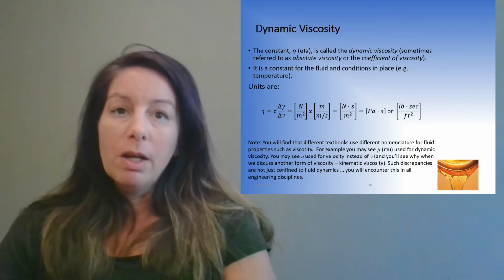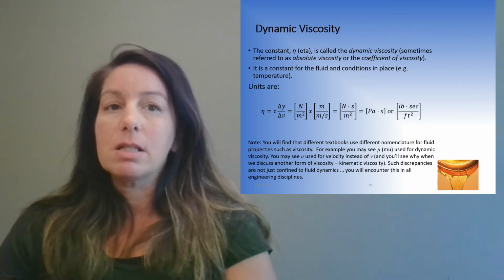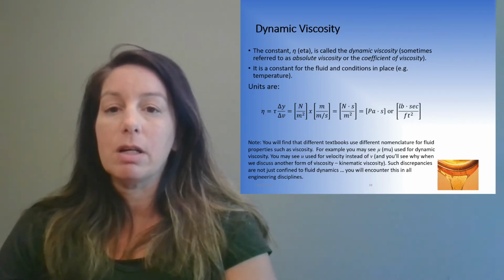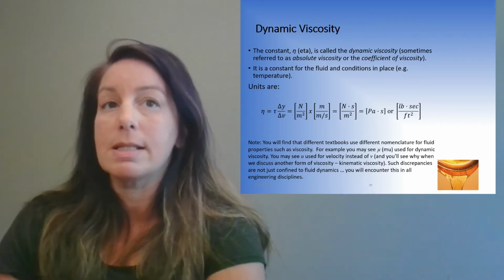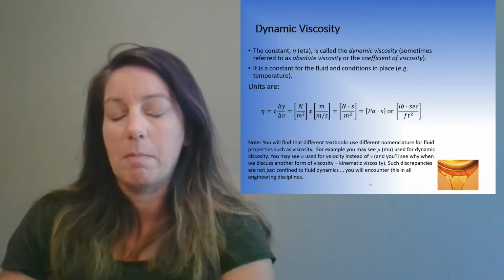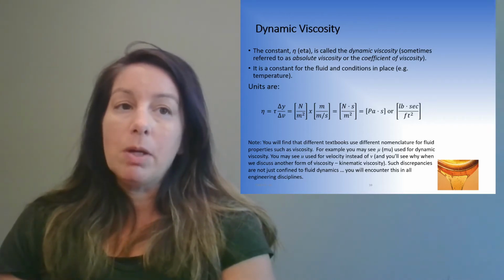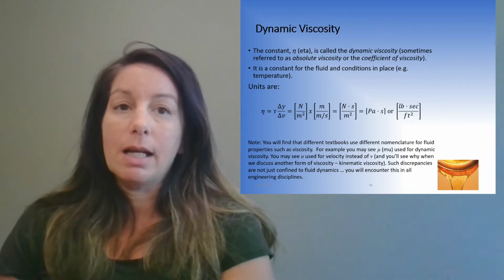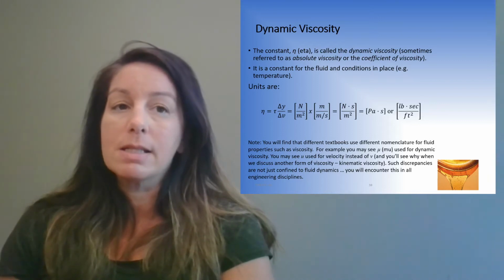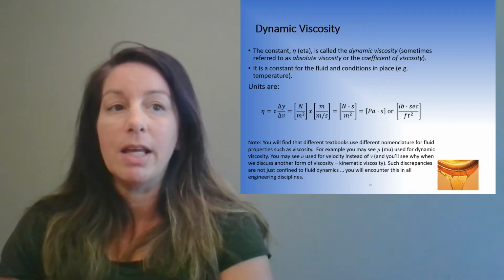So you'll find that different textbooks will use different nomenclatures, so they might not use this eta, they might use a different Greek symbol. So you might see mu for dynamic viscosity, you might see a U instead of a stylized V.